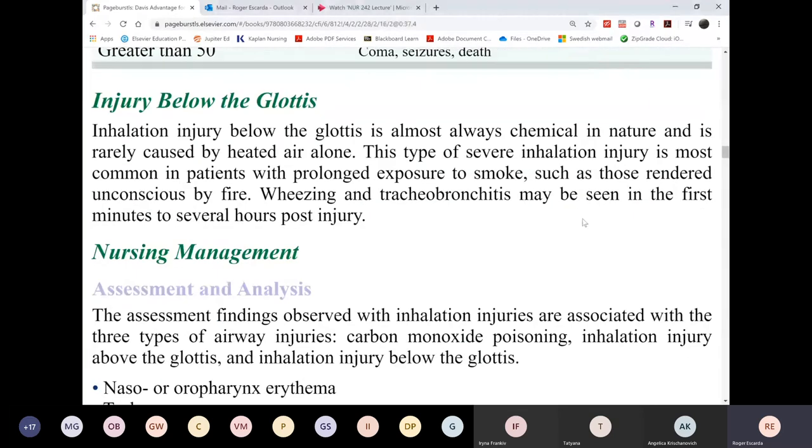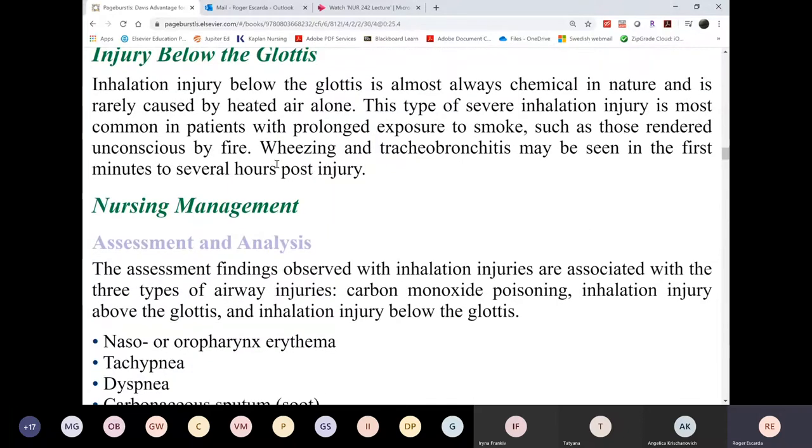With patients with either injury above or below the glottis, there will still be swelling of the airway. This is the reason why we have to intubate early, especially if you already hear signs of respiratory distress, let's say wheezing or stridor. Those are sounds that indicate the airway is closing. So you have to intubate now, because later, if you wait another couple of hours, you may not be able to intubate anymore. Then we'll have to do a tracheostomy at that point.